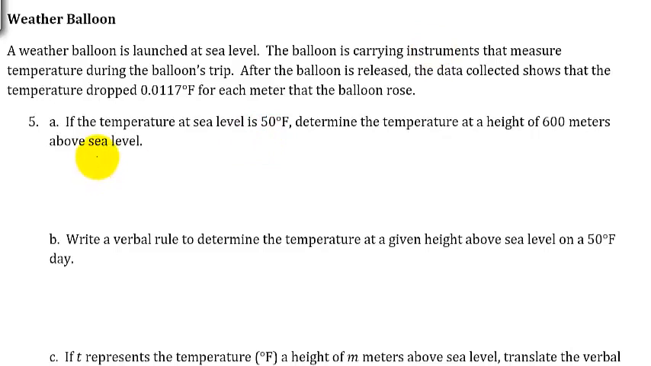So the starting temperature is 50, and it decreased by this much for each meter that it rose. And so if it rose a total of 600 meters, the way that we would calculate how much the temperature dropped is we would take the number of meters and multiply it by the drop for each meter. So that would be minus 0.0117 times 600. Okay, so this will be the drop in temperature for the rise of 600 meters.